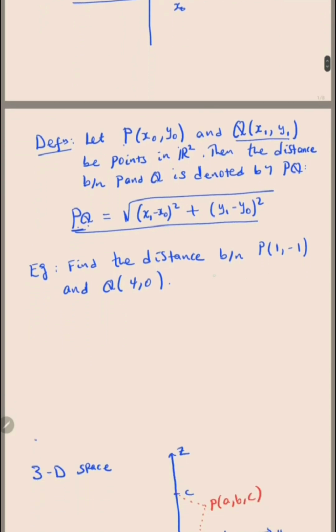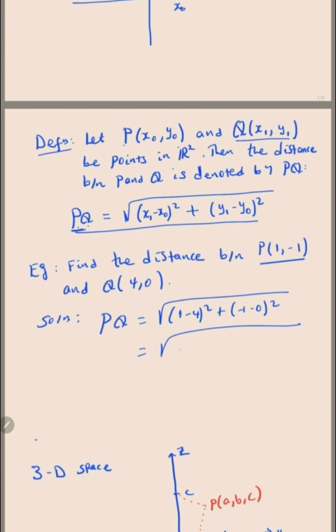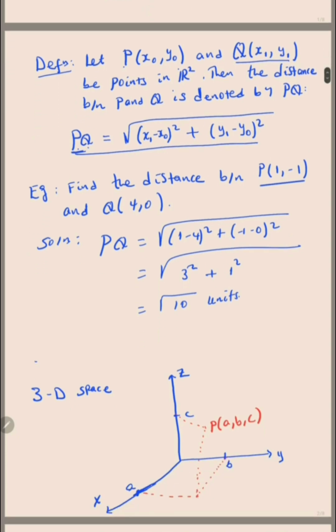So for example, if you are given the point 1, -1 and the point 4, 0, then we can calculate the distance between these 2 points, which is given by PQ, which is the square root of 1 minus 4 the whole square plus -1 minus 0 the whole square. That is -3 squared, which is the same as 3 squared, plus -1 squared, which is the same as 1 squared, so the distance is the square root of 10 units. So we can calculate the distance using the formula here.